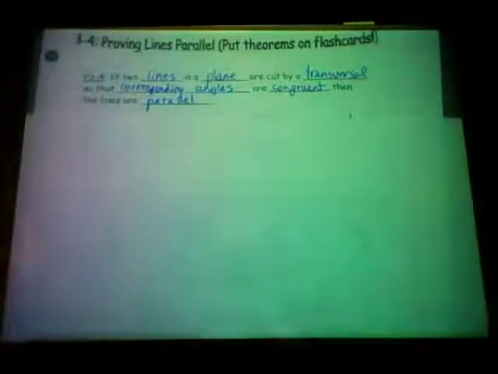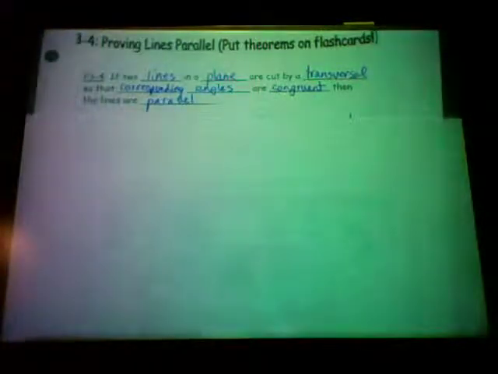So, first postulate. Postulate 3-4 says, if two lines in a plane are cut by a transversal so that corresponding angles are congruent, then we can prove that the lines are parallel. Now you had a postulate just like this previously, but it said that if two parallel lines are cut by a transversal, then the corresponding angles are congruent. So it said the same thing, but it said the converse. So this is the converse of that.